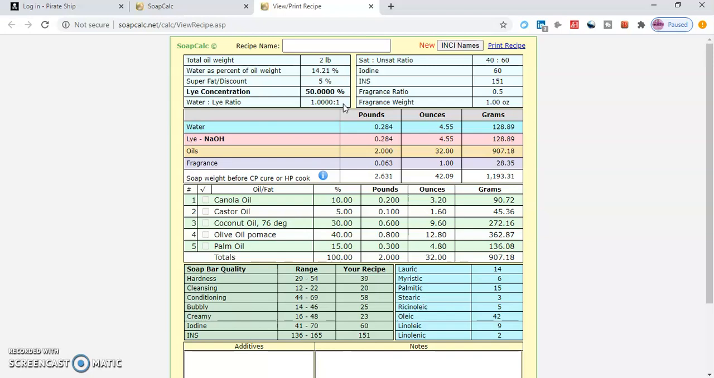When you're talking about a low water batch, you don't want to take your lye concentration lower than 50%, because you would need at least a 50-50 for your lye to dissolve properly in a low water batch. So you just want to keep that in mind.